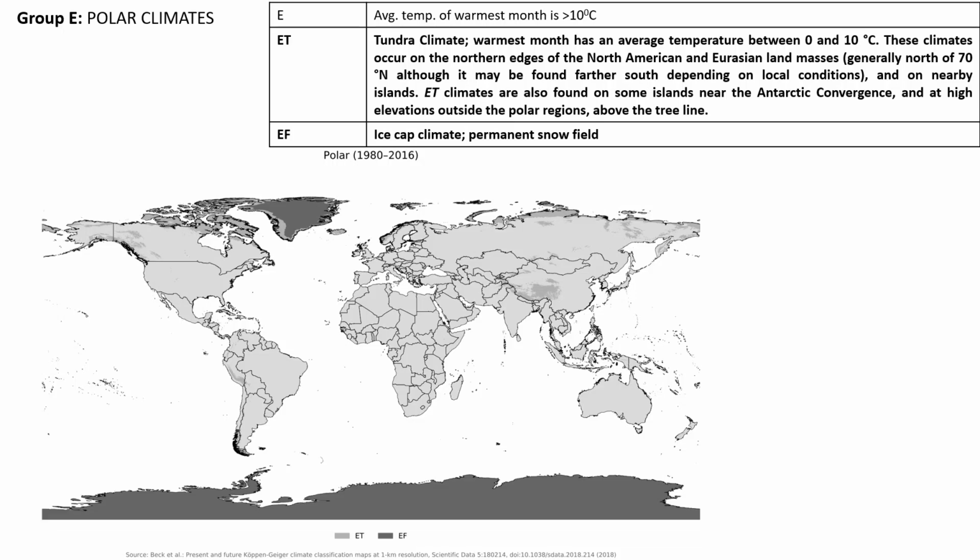Otherwise ET, that is the tundra type of climate, you can see in the Himalayan region over here and the Arctic region. While EF is in the Greenland and Antarctic region. So these type of climates have almost no vegetation over there. Lichens and mosses are the common type of vegetation found in these zones.